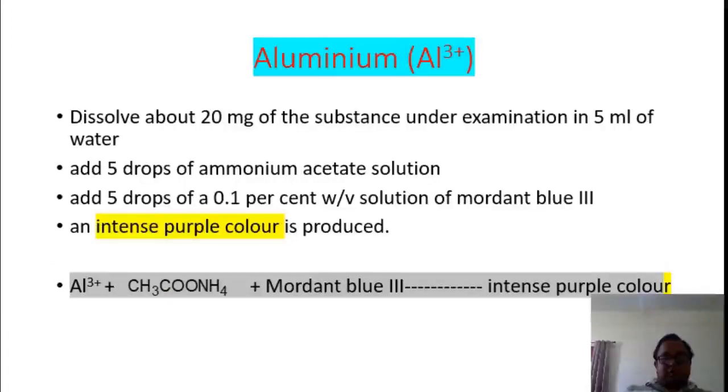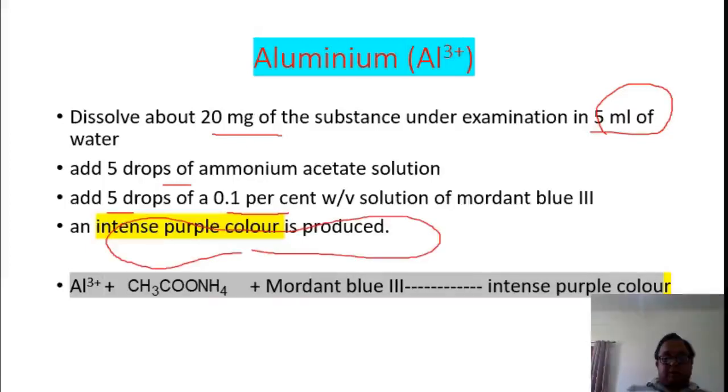Here is one more test for aluminium cation. In this test, we dissolve 20 milligram of the substance under examination in 5 ml of water. It is followed by addition of 5 drops of ammonium acetate solution. Later, 5 drops of 0.1% weight by volume solution of mordant blue 3 is added. It produces an intense purple color.